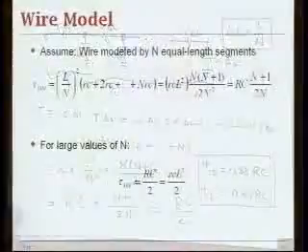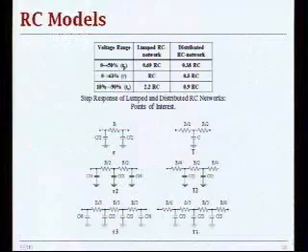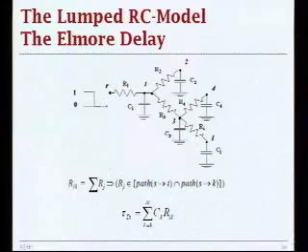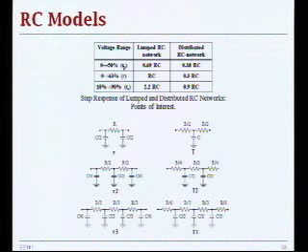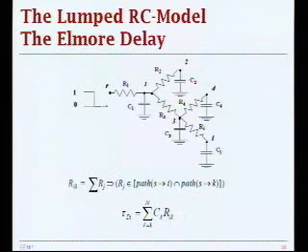Okay, so now let's do another example. Let's go back to the slides for a second. So this is basically what we just derived, that we have RC over 2 approximately from the distributed model, and that's very important to understand. Let's get back to this later, but let's go forward and analyze a little bit more complex situation here, because you normally have branching in your circuits and so on.